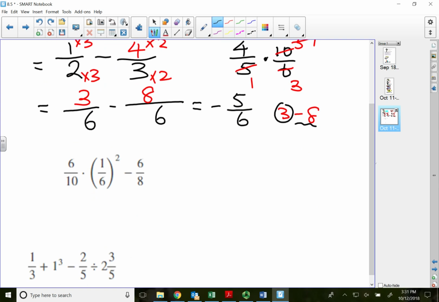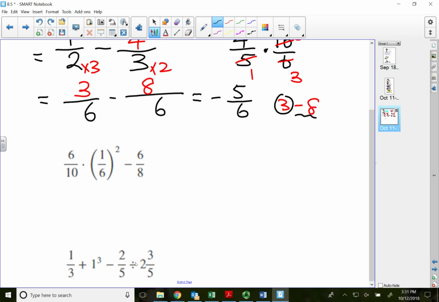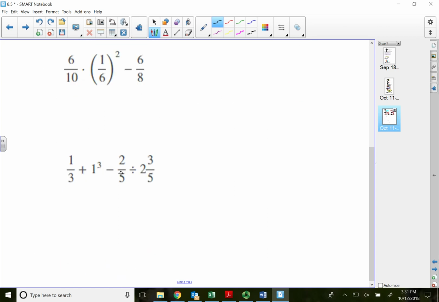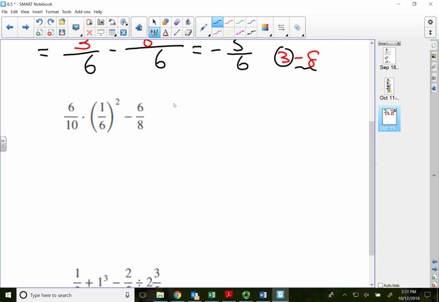All right, this is one of my favorite questions. Very neat. Here is a subtraction sign right here. So what's in front of it is one term. All right, let me show you, okay?